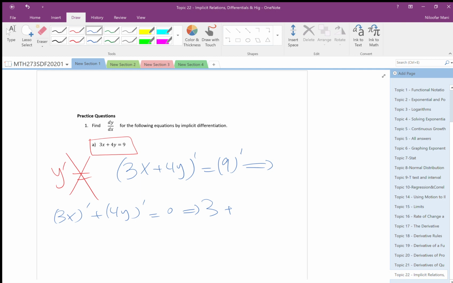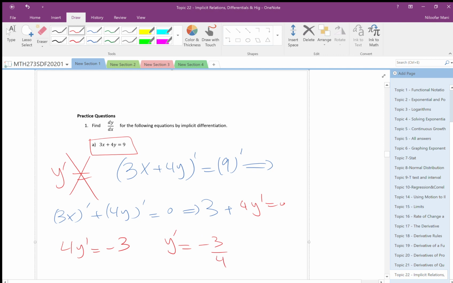Because it's not x, I have to multiply y prime. So it's 4y prime equals 0, and then 4y prime equals minus 3, and then y equals minus 3 over 4. Y prime equals minus 3 over 4.